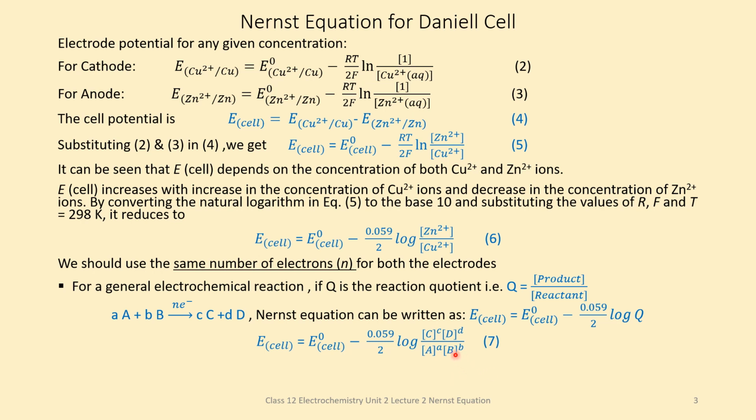Sometimes the numerator of the log is written as product P, and the denominator, A and B, is written as reactant. Left side is reactant and right side is product. Sometimes it is also noted as reaction coefficient. This ratio is written as Q, the reaction coefficient.